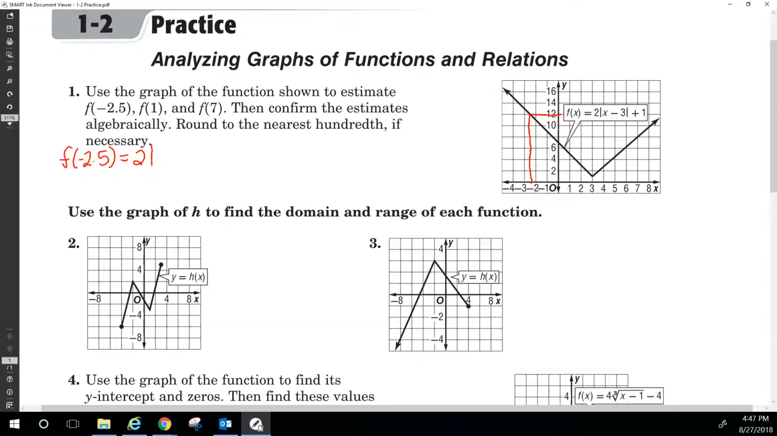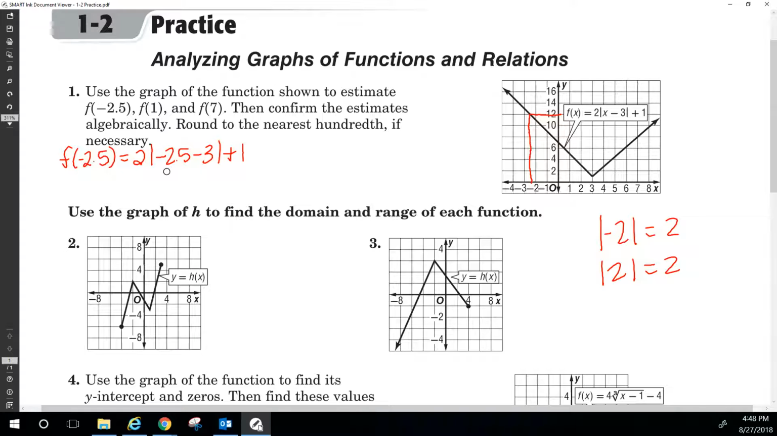Plugging in negative 2.5 for x, we get this function. So what absolute value means is if it's a negative number, it's positive. If it's a positive number, it stays positive. So it's the distance from 0. Negative 2 is 2 units away from 0. 2 is 2 units away from 0.